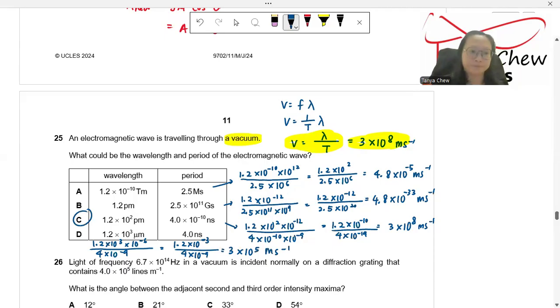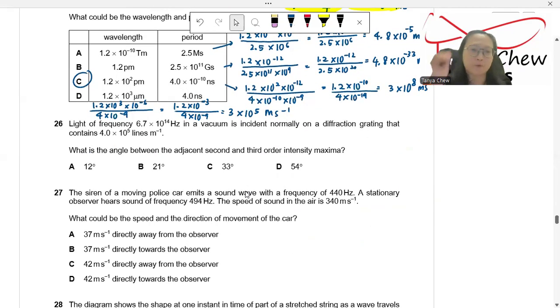The answer is C. Question 26. Light of frequency 6.7 times 10 to the power of 14 Hertz in a vacuum is incident normally on a diffraction grating that contains 4 times 10 to the power of 5 lines per meter. What is the angle between the adjacent second and third order of intensity maxima?